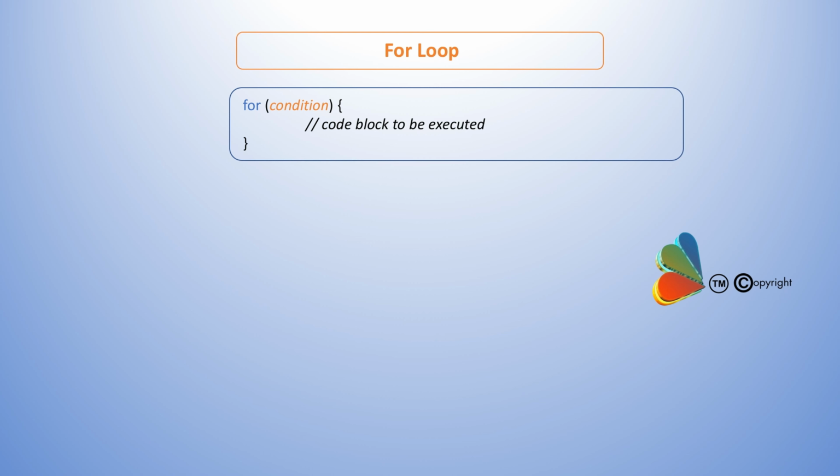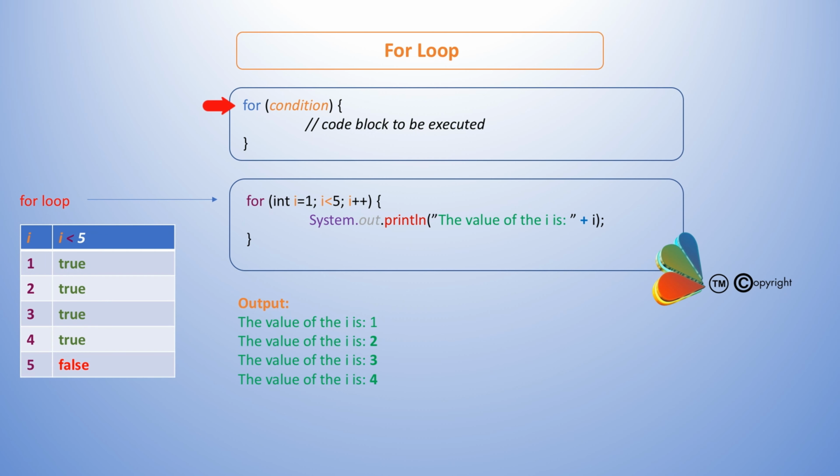For loop. For loops are used to execute a set of statements repeatedly, as long as a condition is satisfied. In this example of a for loop, step 1, initialization: integer, value of i equal to 1. Step 2, condition: value of i less than 5.